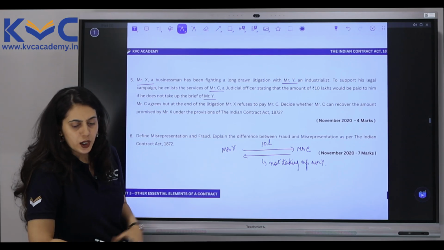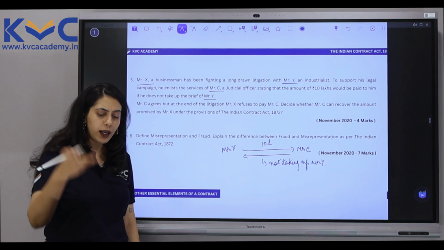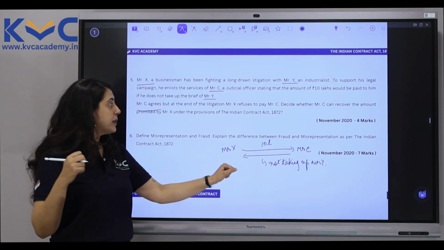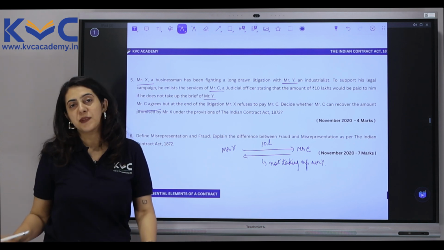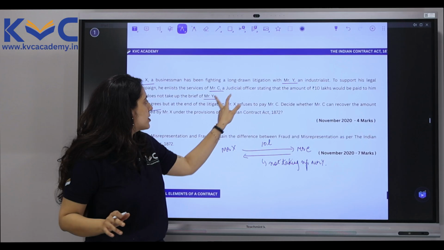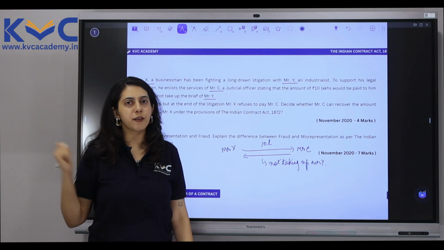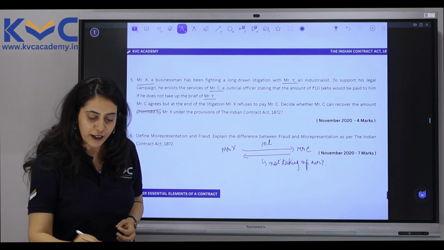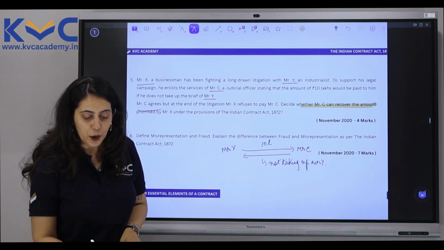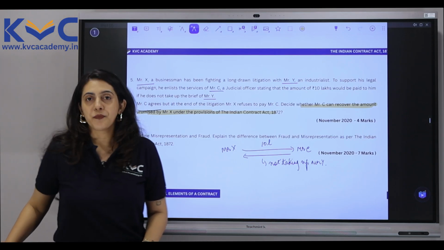Right? This is the exchange that Mr. X has asked for. Now, Mr. C has agreed to this. He shouldn't have agreed, but he has agreed to this. And at the end of the litigation, Mr. X refuses to pay Mr. C. So, Mr. C refused the brief of Mr. Y, and uske baad, when he went for his amount, Mr. X is refusing to pay. So, the question is whether Mr. C can recover the amount promised by Mr. X under the provisions of the Act.